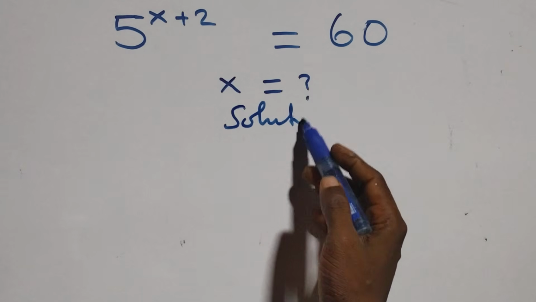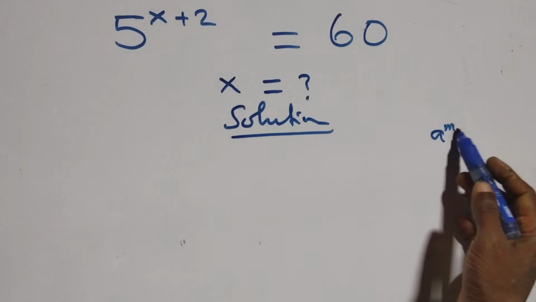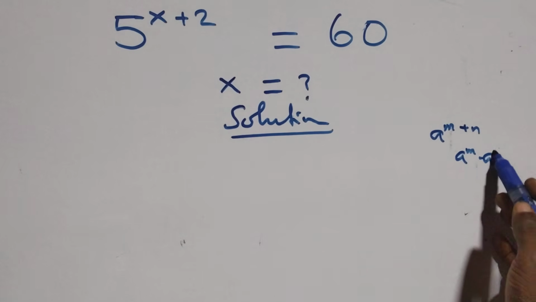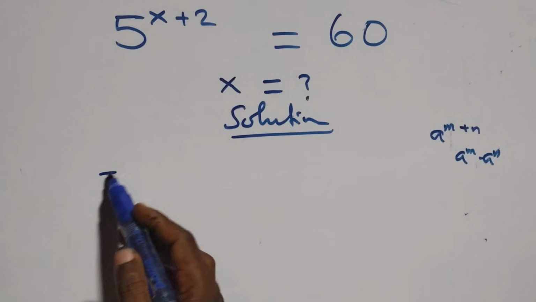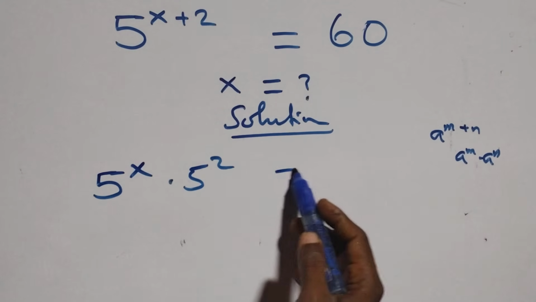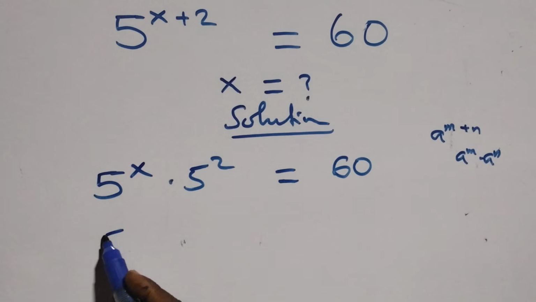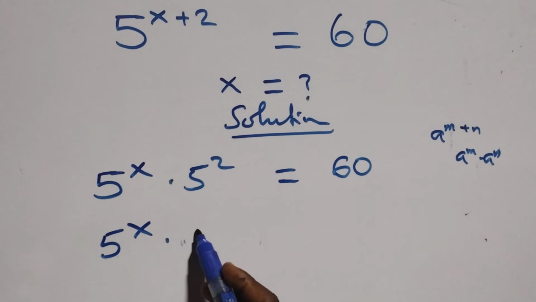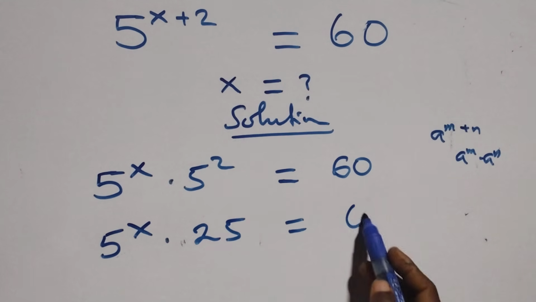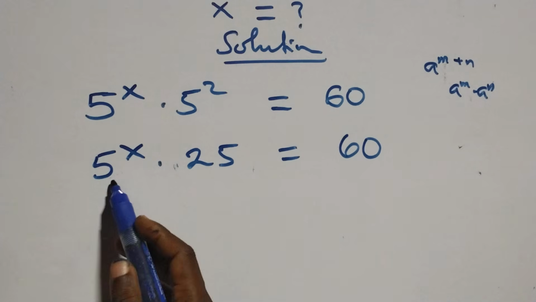Solution from here. And what we have here, this follows: a raised to power m plus n is the same thing as a raised to power m times a raised to power n. This here, I write it as 5 raised to power x times 5 squared equals 60. This is the same thing as 5 raised to power x times 5 squared, 5 times 5, that's 25, equals 60 on this side. Then here, divide both sides by 25.